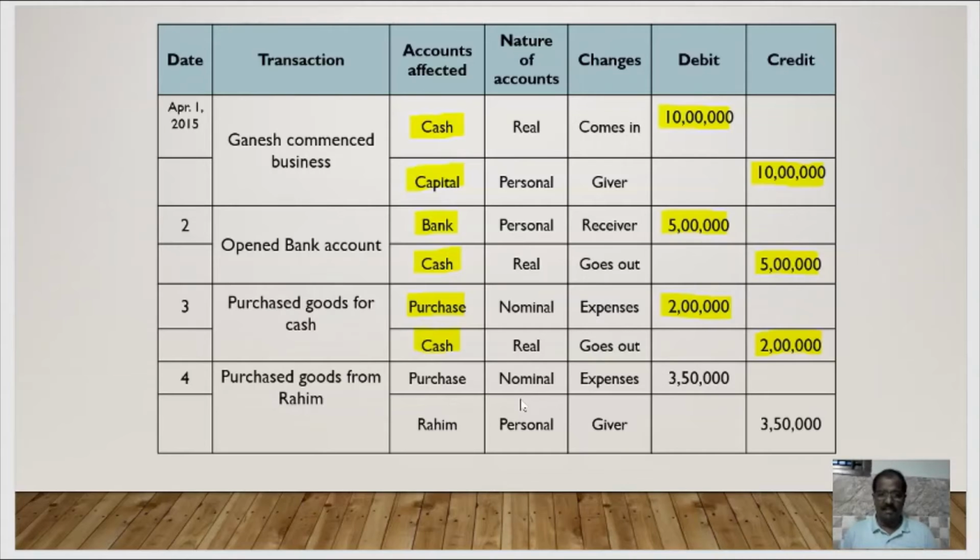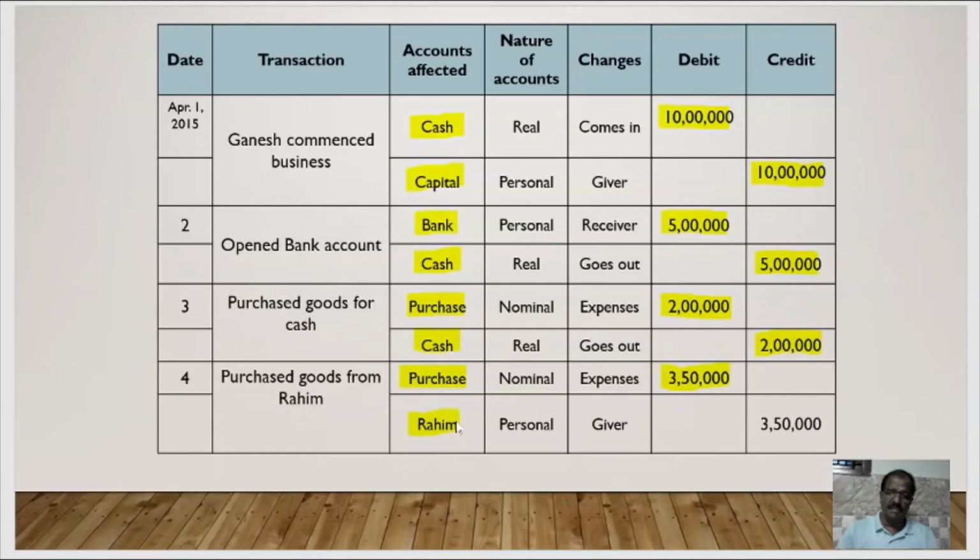So in all the 3, that is cash purchase, giving check, and credit purchase, purchase is an expense. Obviously, there is no change in the debit aspect at all. So I am debiting purchase account with the concerned value. And since Rahim is the person from whom I am buying, he is the giver. Who is Rahim?